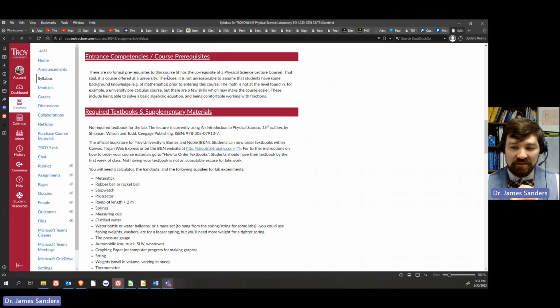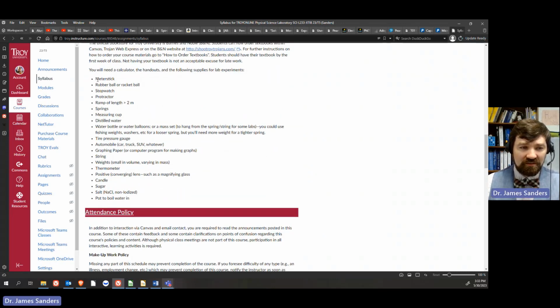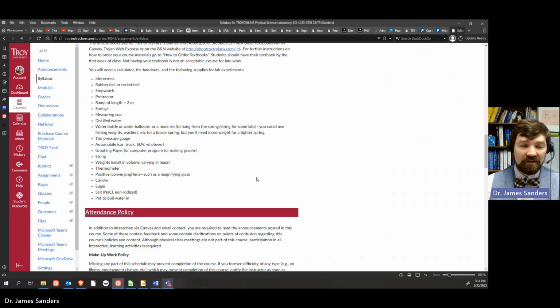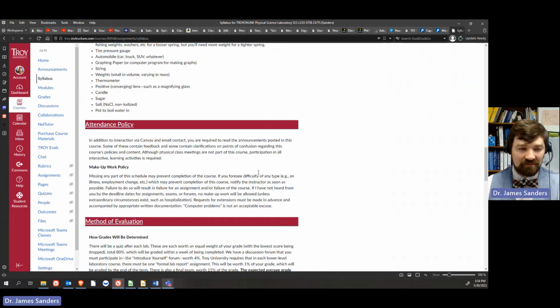We don't have any required textbook for the lab. There's a required textbook for the lecture, and you might use it as a reference, but everything for the lab is in the form of handouts that you can find over here in the course modules. This is, again, the list of material that I think you're going to need to do all of the labs. So find it, procure it. Hopefully some of this is lying around. Obtain what you don't have.